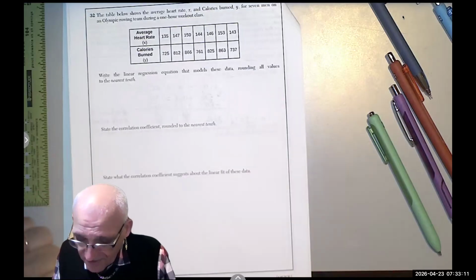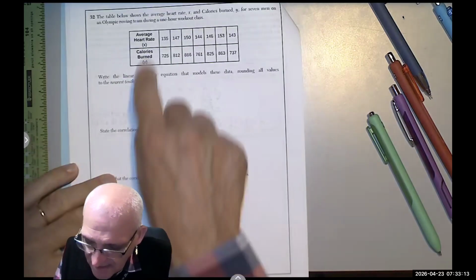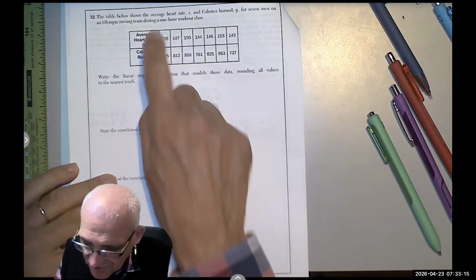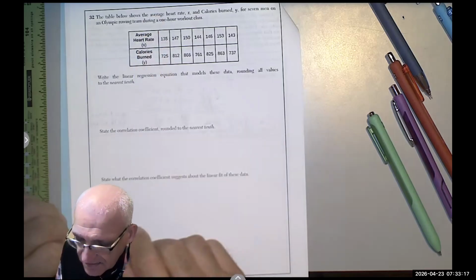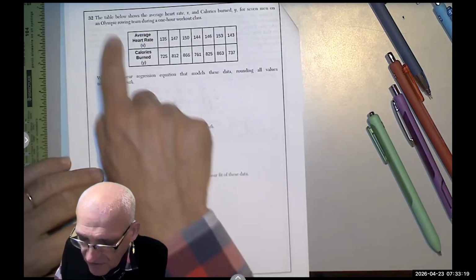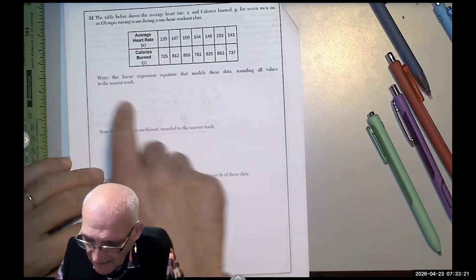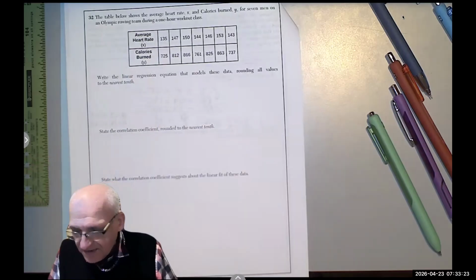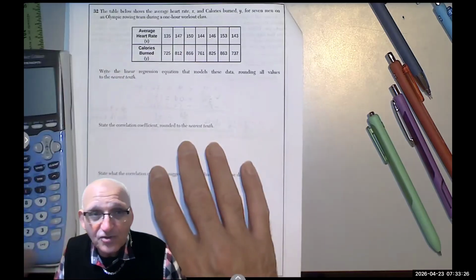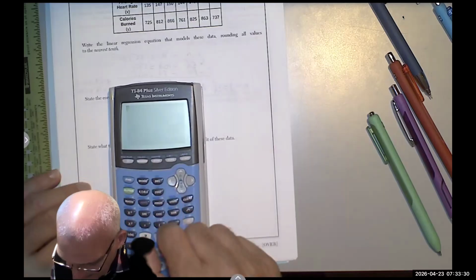The second problem, oh, that's statistics. They want the regression line. They give you average heart rate and calories burned in an exercise, Olympic rowing team. And they want you to write the linear regression equation. You learn how to do that by going to stats.